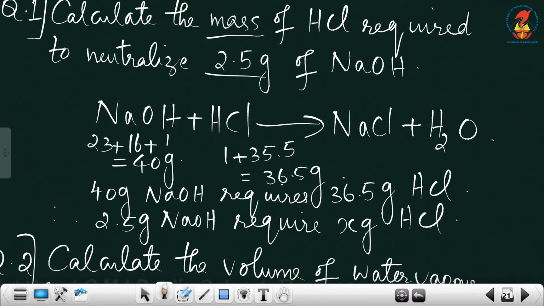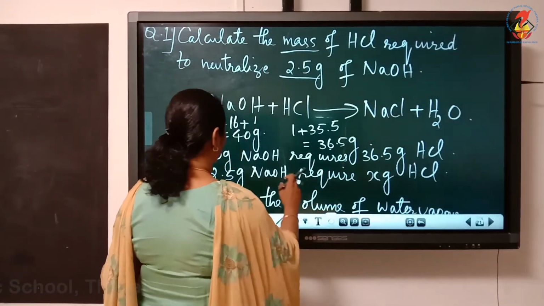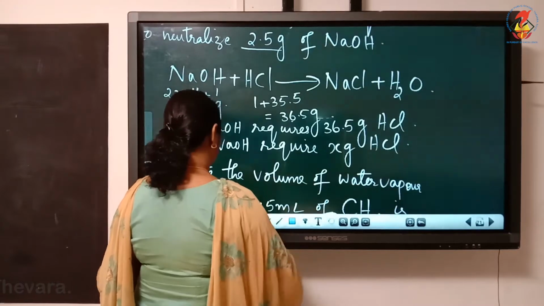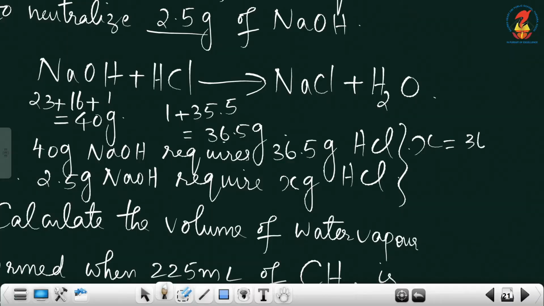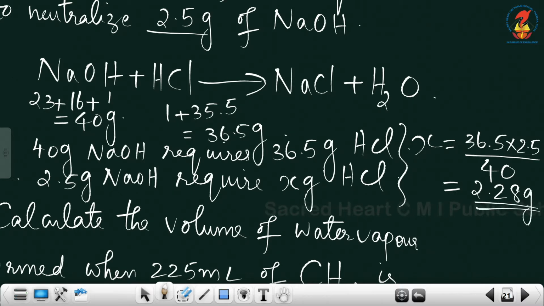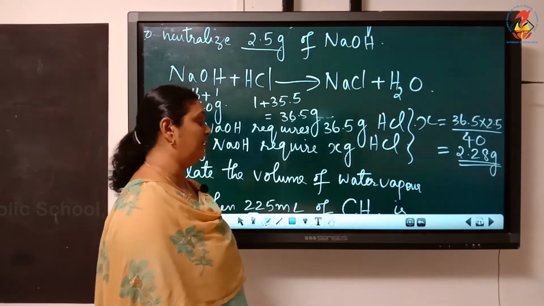Now here you can use the unitary method. Unitary method means you can solve for X. How will you solve for X? X is equal to 36.5 into 2.5 divided by 40, and the answer is 2.28 gram. So we can say 2.28 gram of hydrochloric acid is required to neutralize 2.5 gram of sodium hydroxide. So this is the answer, 2.28 gram.